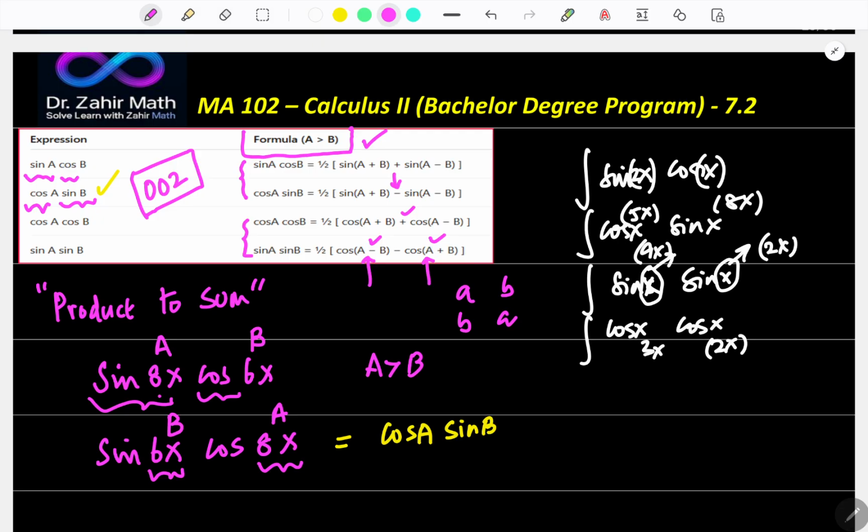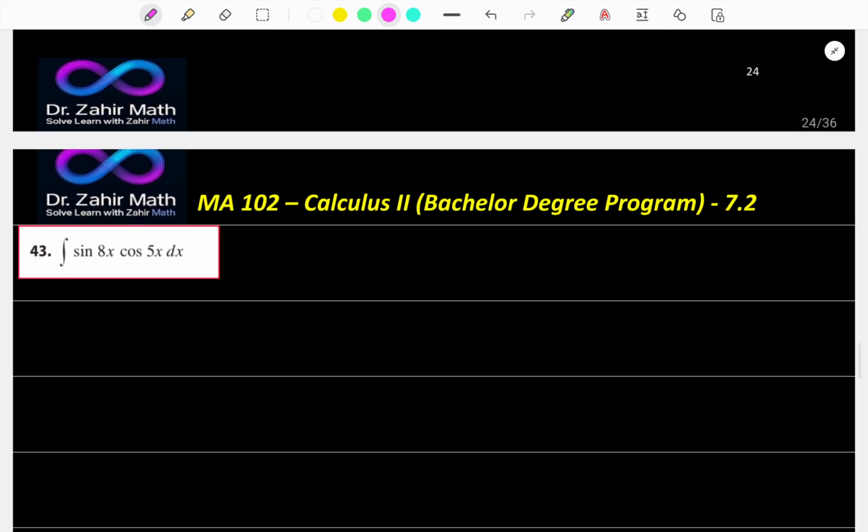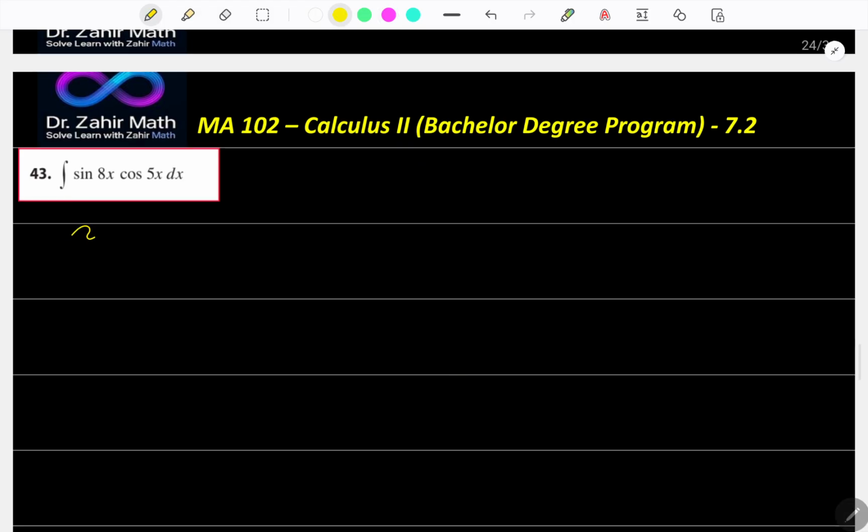Okay. Right. So these 4 formulas you have to memorize. And one question you can expect from this product of 2 functions. Clear? Right. So let's go to the next question. So what is the next question? Integral sine 8x cosine 5x dx.